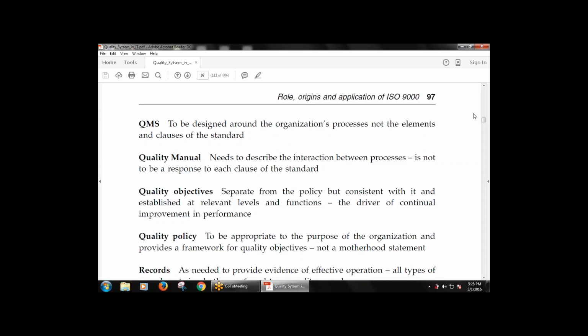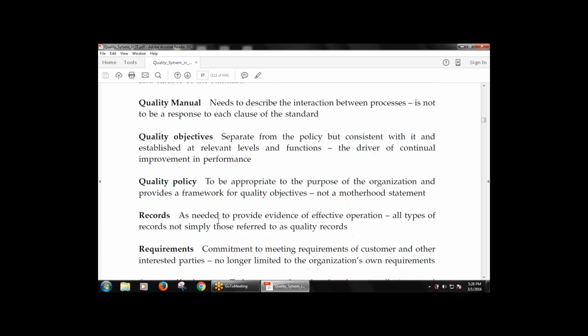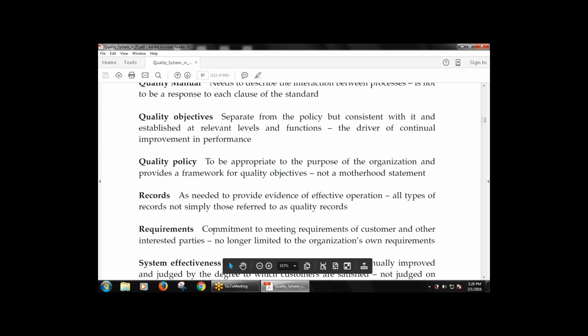Then next is the quality policy. The policy used for the purpose of the organization provides a framework for the quality objectives. What is the main objective of this? It is not a motherhood statement. Then next are records, needed to provide evidence of effective operation. This is used for all types of records, not simply those referred to as quality records.